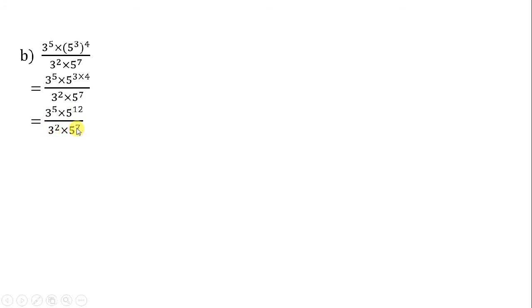Now when you look at this, we are dividing. Which rule can we use? We can use the quotient rule. When you are given powers which have the same base and you are dividing, what are you supposed to do? Subtract the powers. So we are saying 3 to the power 5 minus 2 times 5 to the power 12 minus 7, which is going to give us 3 to the power 3 times 5 to the power 5.